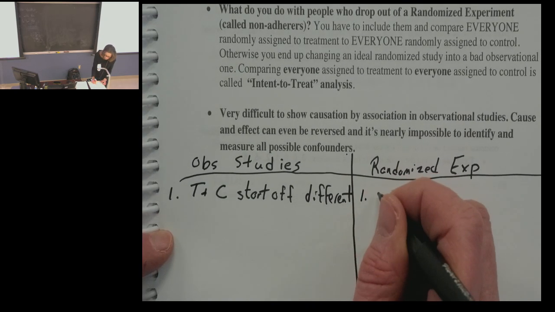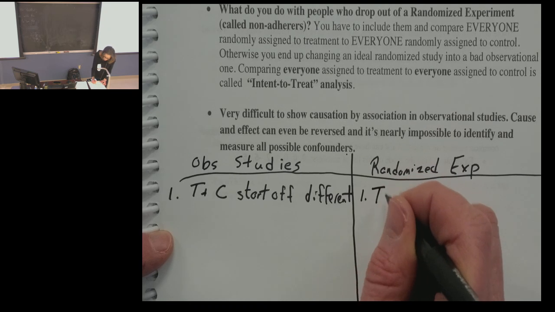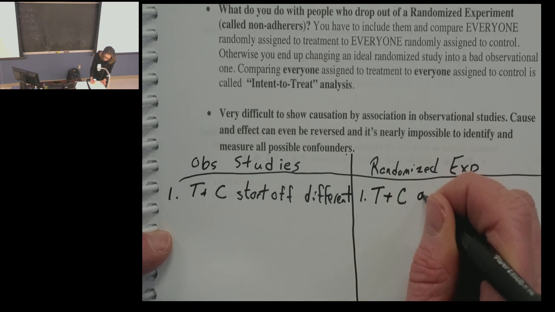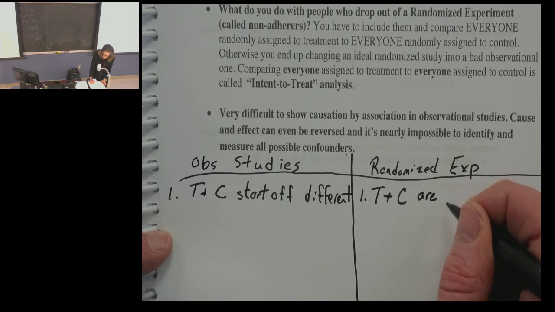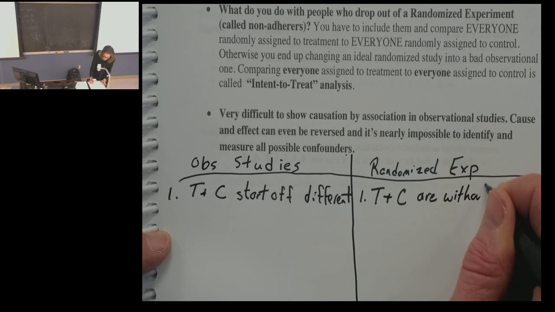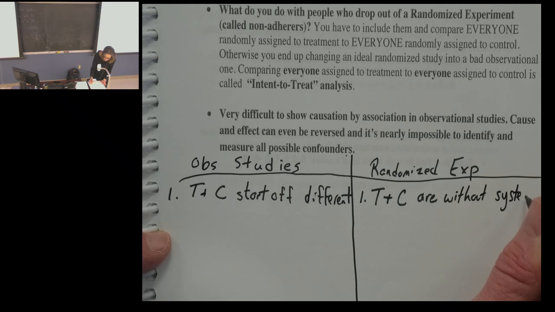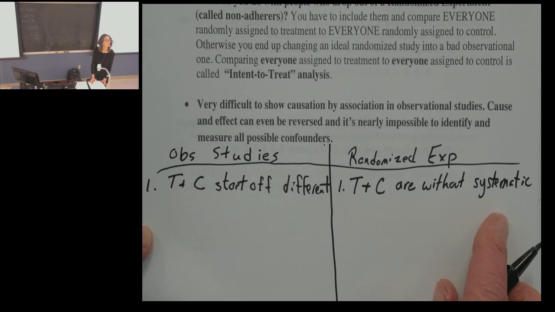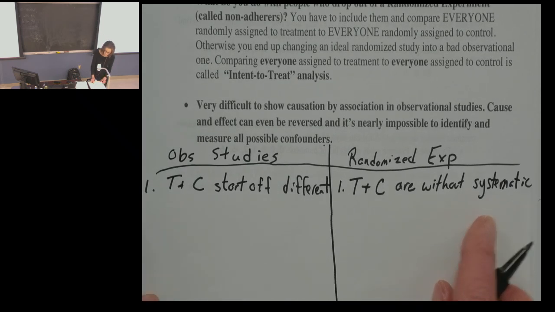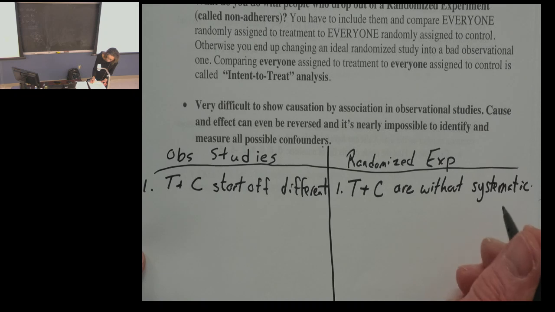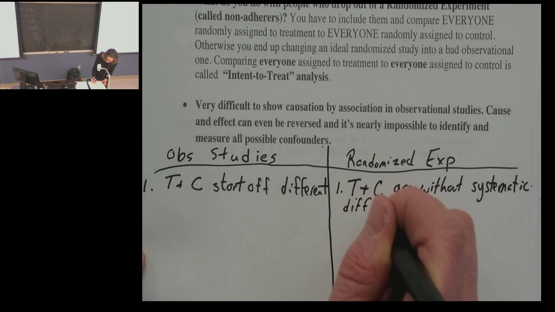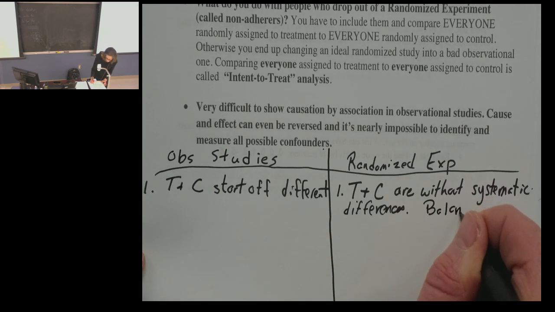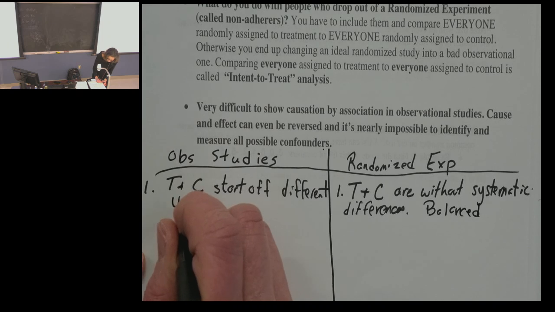Whereas in randomized control, the treatment and the control group are without systematic differences. They might have accidental random differences, they will, but those average out with a large enough sample size. So treatment and control without systematic differences. If you want to think of the scale picture, these are balanced groups, and these are unbalanced.